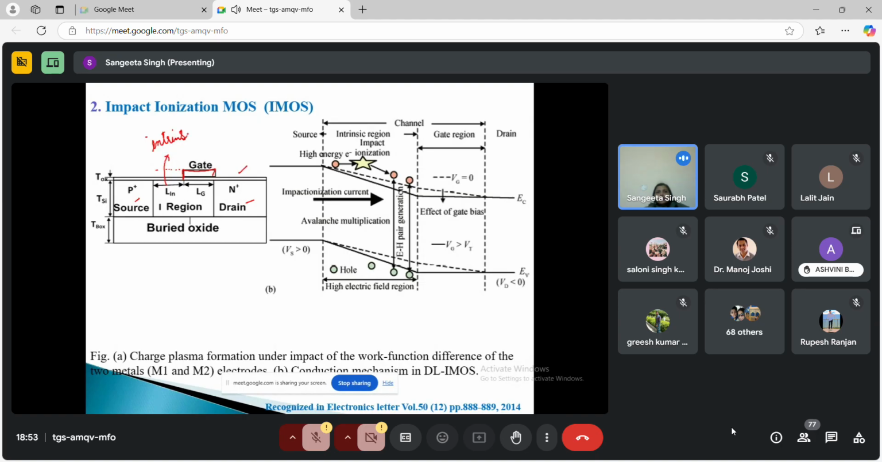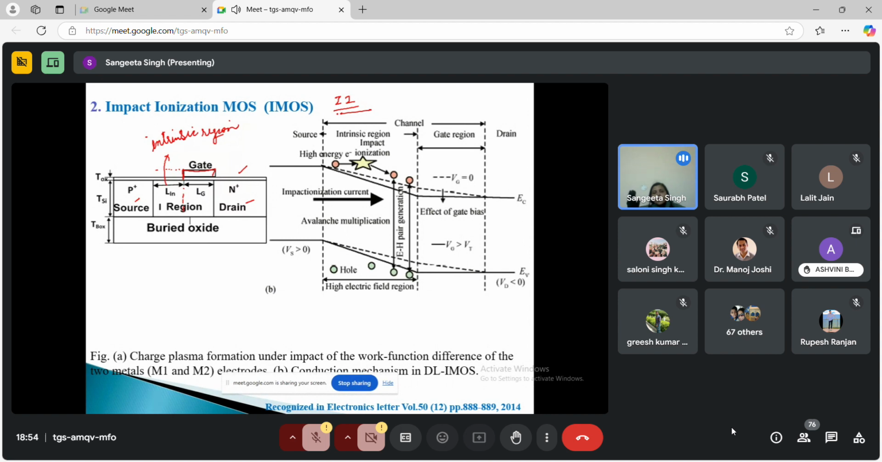What is the use of this intrinsic region? In this intrinsic region, impact ionization occurs, hence IMOS. What is impact ionization? All of us remember that impact ionization is basically a chain reaction. One electron is generated, then it gains kinetic energy and creates an EH pair. Then this electron and this hole again gain kinetic energy and result in another EH pair. Then again these EH pairs accelerate in the intrinsic region, gain kinetic energy, and result in more EH pairs. So it is a chain reaction.